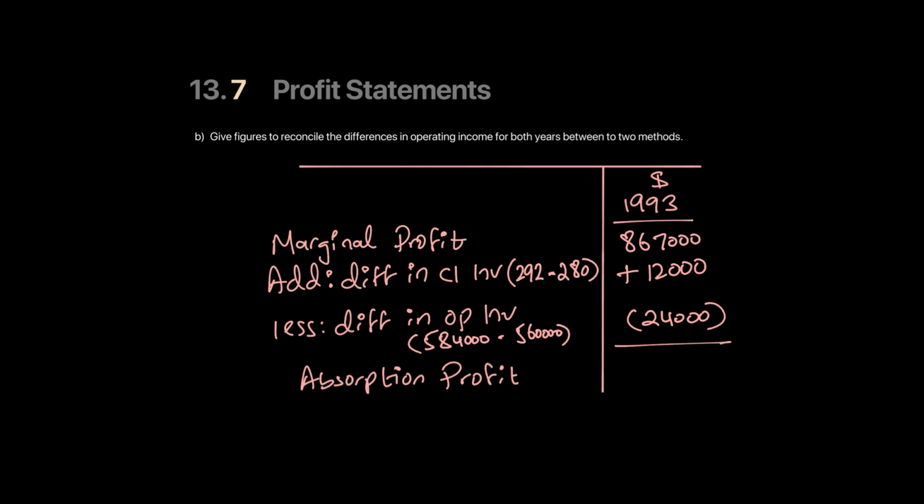So marginal profit is 867. Closing inventory difference increases your profit by 12. But opening inventory difference should decrease your profit by 24. So if you guys see, you will arrive at 855,000, which is my absorption profit for 93. So what I can say is the difference between marginal profit and absorption profit was due to 12,000 in closing inventory and 24,000 difference in opening inventory. Alright, so you guys should now attempt the 94 statements and reconcile the profits to see whether you arrive at the correct answer.